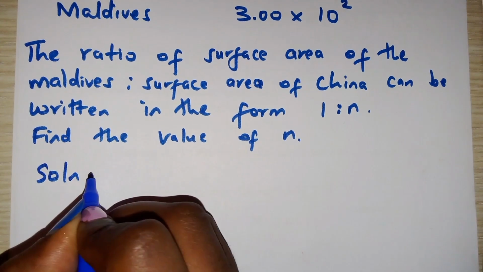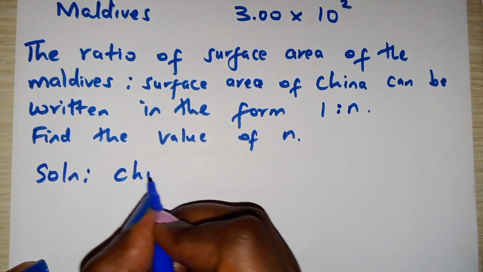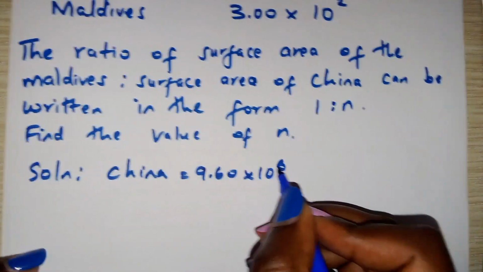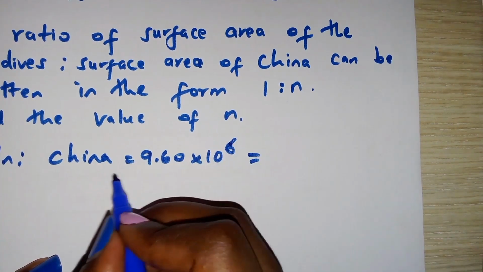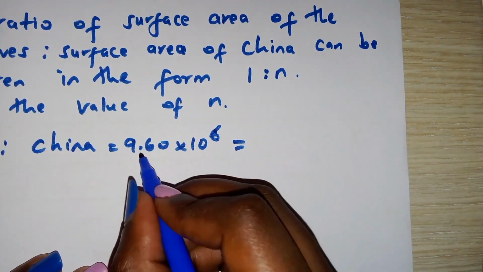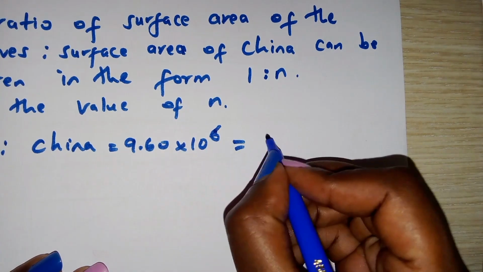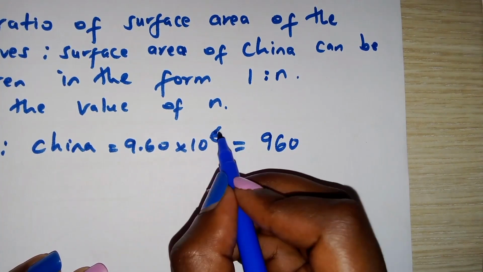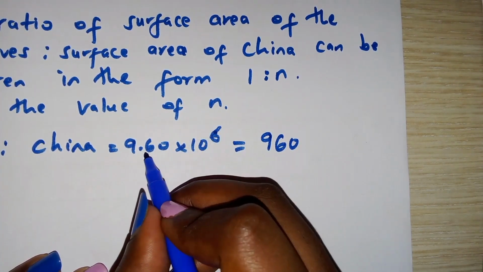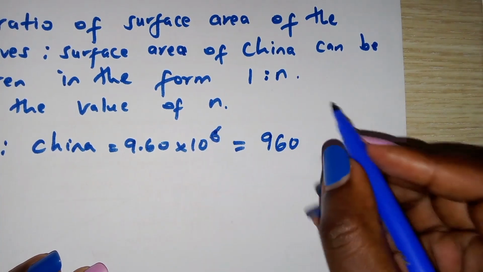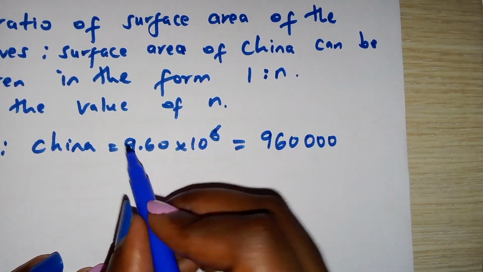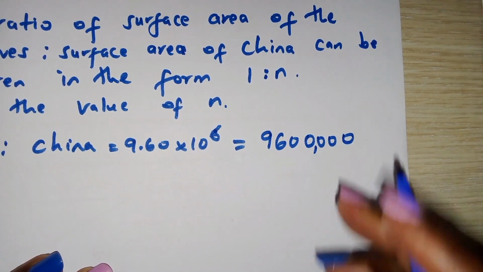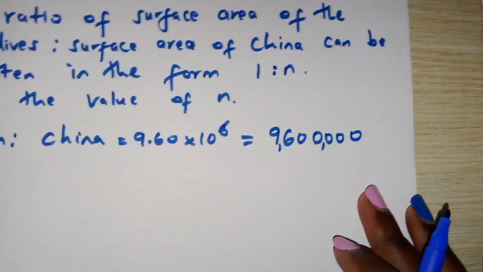So this is the solution. China, the value is 9.60 times 10 power 6. So we can write it in ordinary form. This is standard form, now we write it in ordinary form. So 960, then we add 4 more zeros, because 2 zeros will be removed by power 2. So 4 zeros, like that. So 9,600,000.